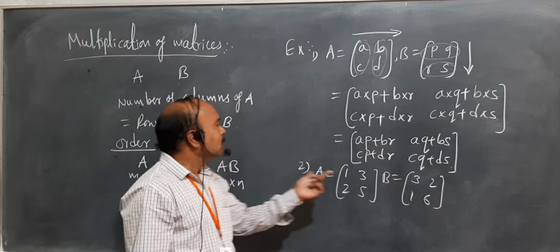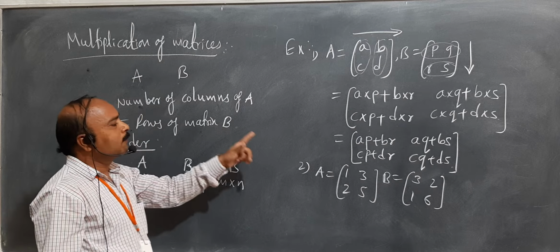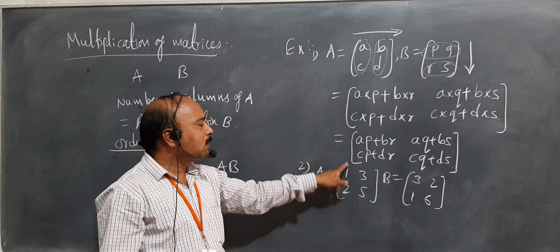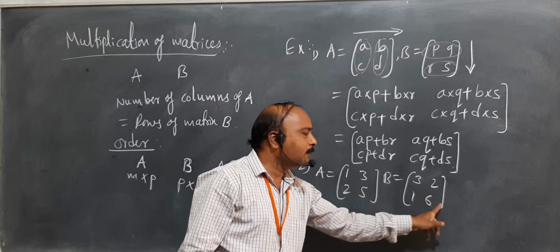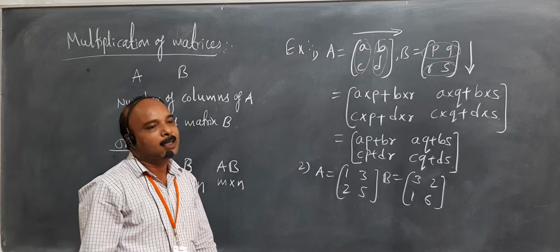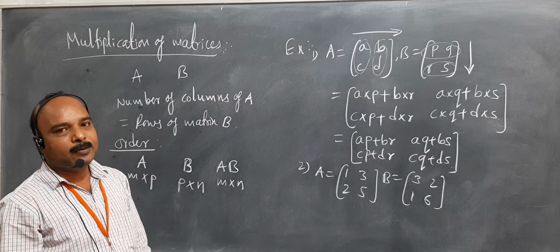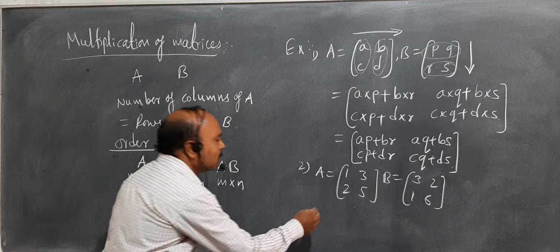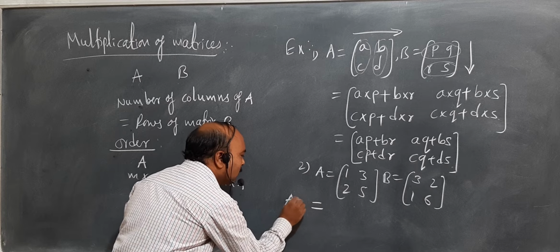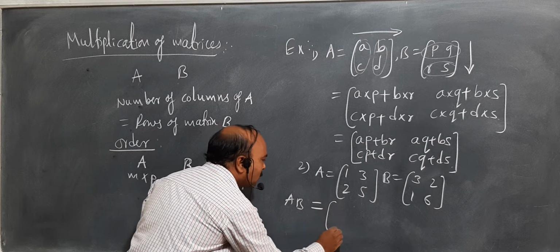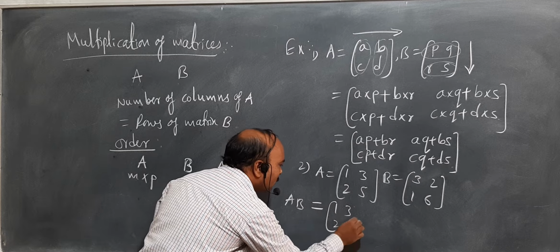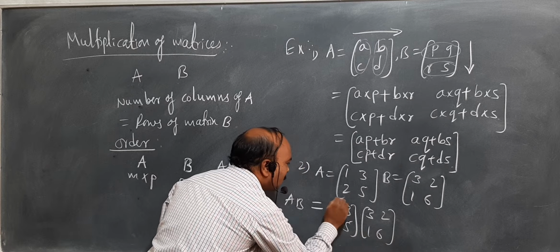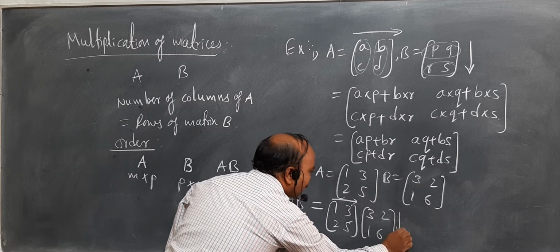Here we see that the number of columns of the first matrix is 2, and the number of rows of the second matrix is also 2. Both are equal. Therefore AB will exist here. Then we start according to the above method. So here AB is given by, first you write 1, 3, 2, 5 into 3, 2, 1, 6. Now you start row with column.